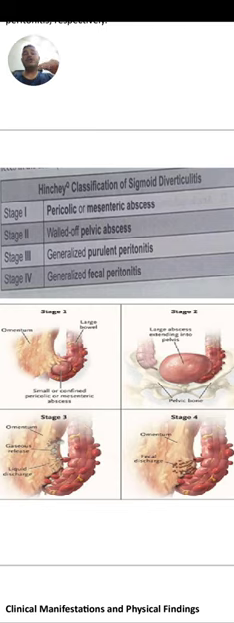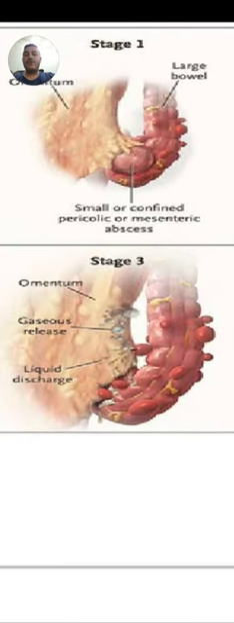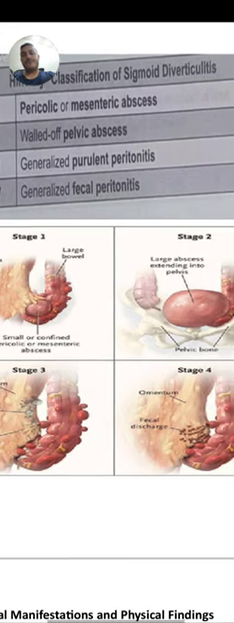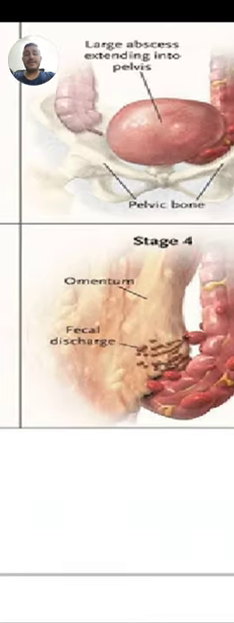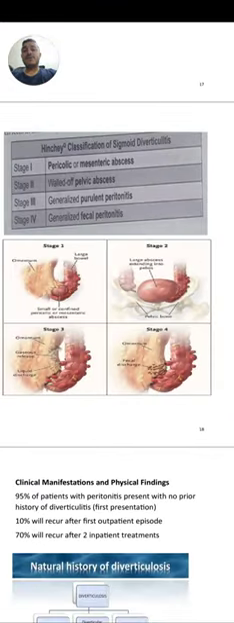If we are talking about stage 3, we are talking about purulent peritonitis. Here is stage 3, and stage 4 is fecal material that makes generalized fecal peritonitis. As you can see here, this is a fecal discharge in Hinchey 4. Actually, it's important to remember, as it guides us not only about the severity but also toward the proper treatment. So these are the Hinchey classifications. We said the first is pericolic or mesenteric, local, and stage 2 extends down to the pelvis.